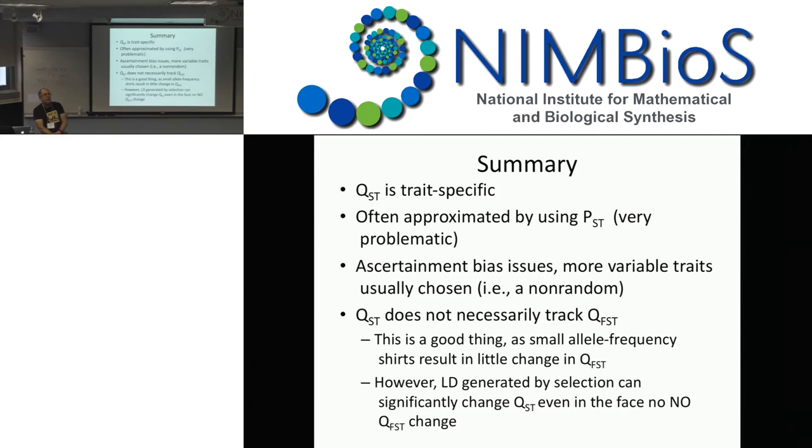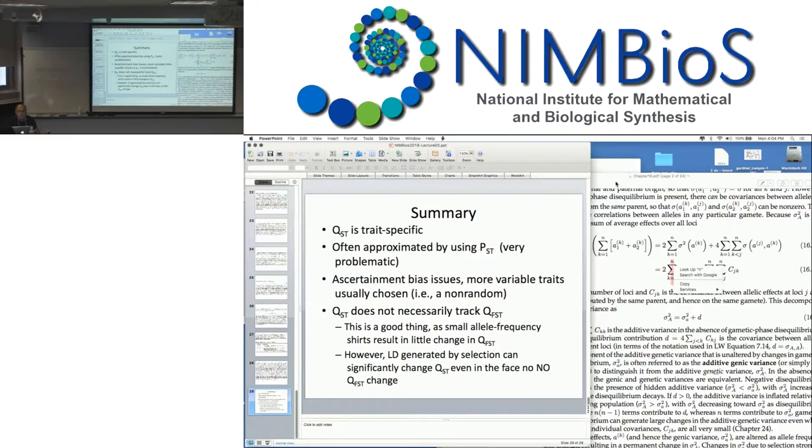Mm-hmm. Yeah, that's true, but it wouldn't contribute much to the variance because its frequency is so small. So yes, it would have high LD, but its weight is really tiny. I mean, here's a little cartoon as to why you generate negative D for different selection schemes.